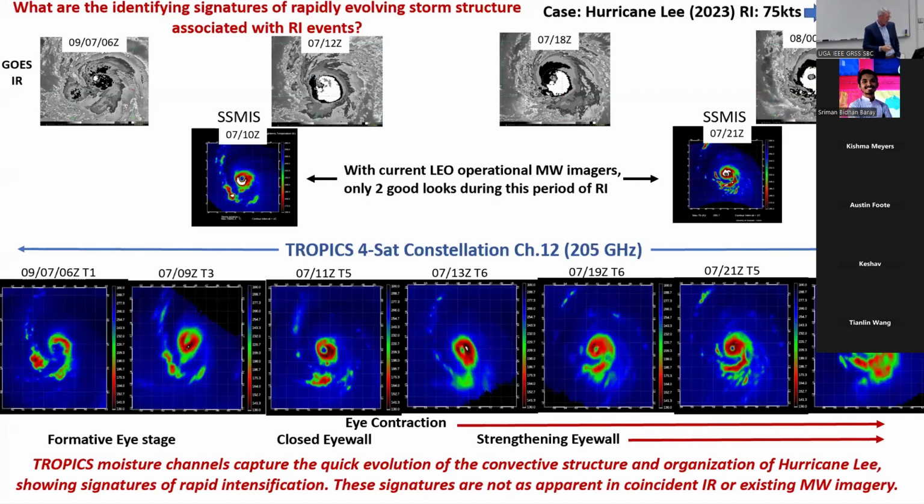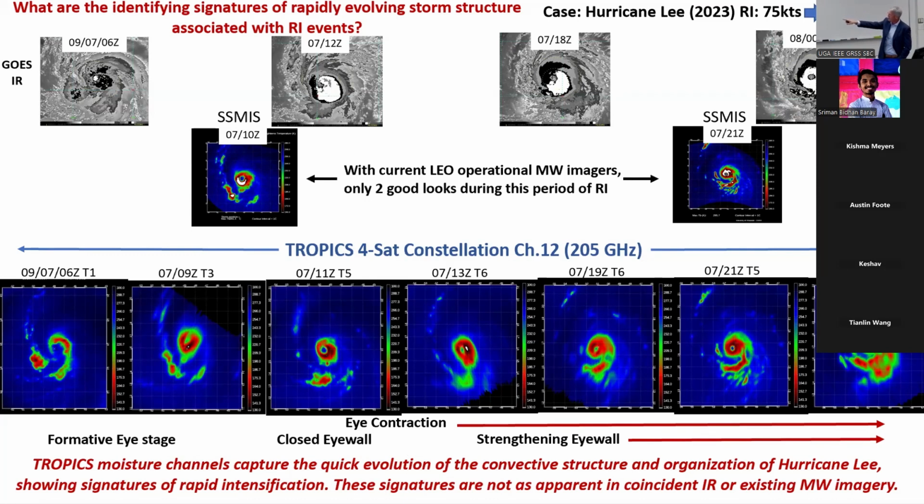Okay, so this slide is intending to motivate, again, why we need this kind of capability. So here are some infrared images at the top of the screen, right? And we're just seeing the cloud tops, right? We're missing all of the thermodynamic structure in the storm. And with the current LEO satellites, we only get a couple of shots of the tropical cyclone, right? So we're missing all the data.